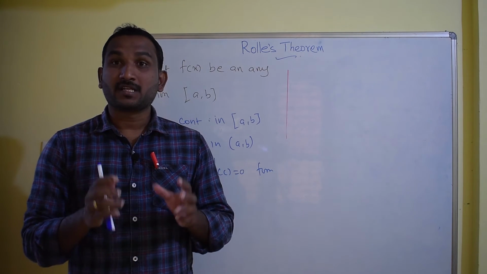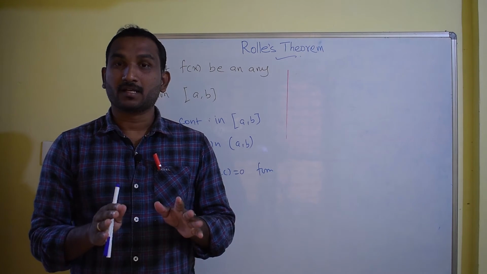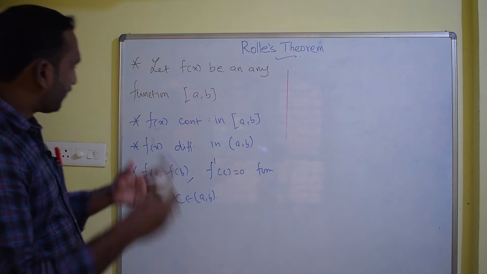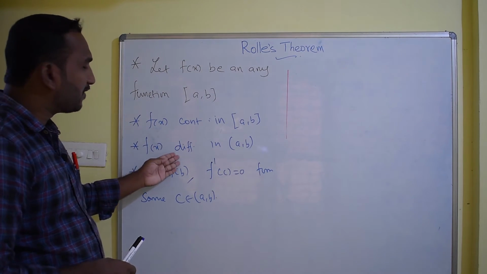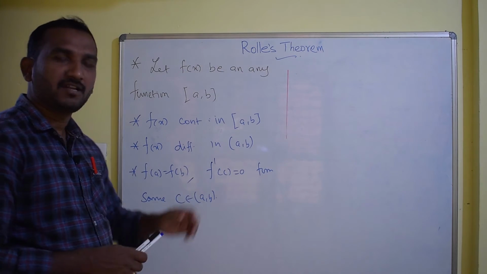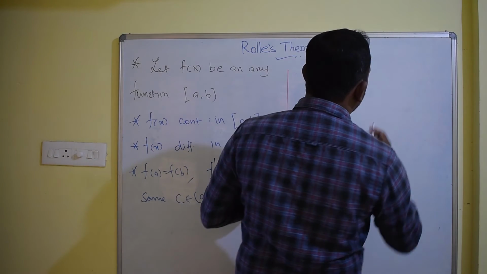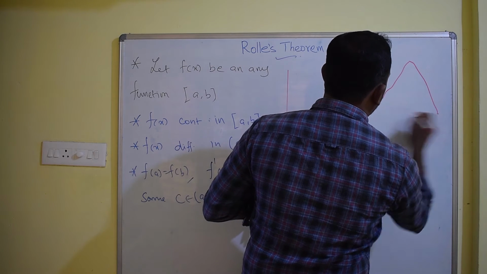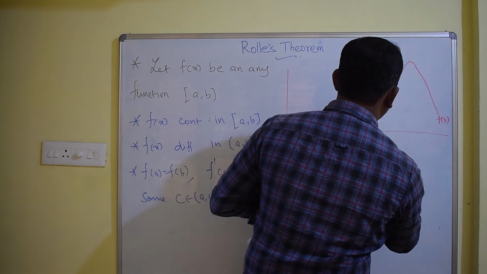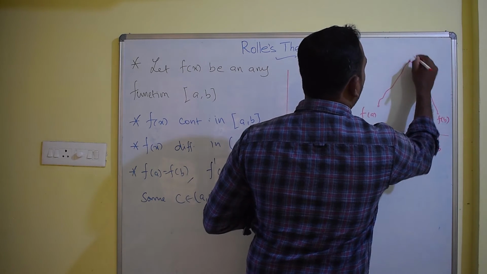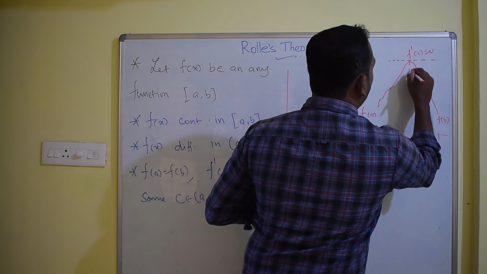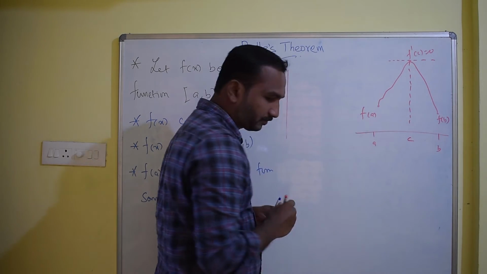Rolle's theorem is a special case of the mean value theorem, but it is used to prove the mean value theorem. So what does it say exactly? In any function, the beginning and ending values are equal. In Rolle's theorem, the beginning value and the ending value are equal, like this. Let us have some function here. This is f of a and here is f of b. This is the point a and this is the point b. I have some point where f dash of c is equal to 0, and this is the tangent line, and this is the point c.